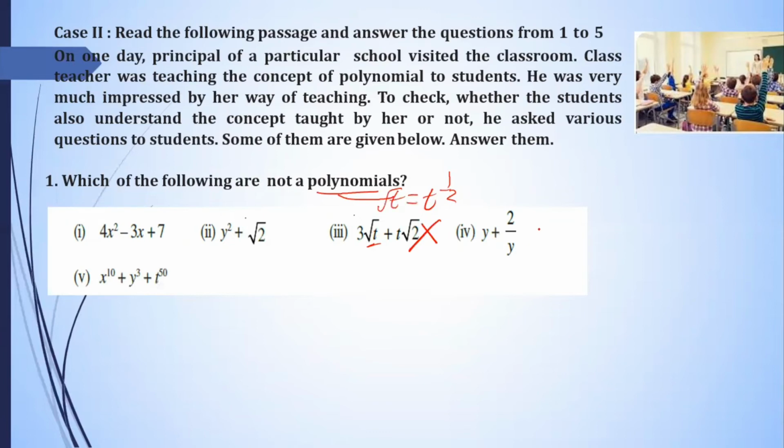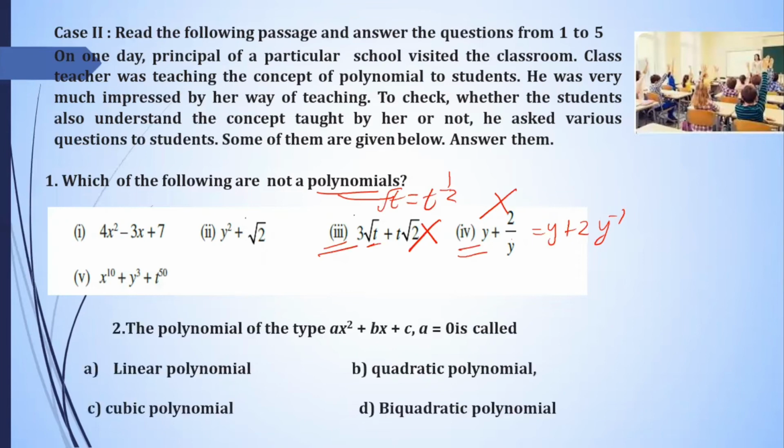And again, this can be written as y plus 2 into y raised to minus 1. The negative power is not allowed, so this is also not a polynomial, but all others are. Here it is y square, yes, positive power, and all the powers are positive. So yes, these are all polynomials. The non-polynomials are the third one and the fourth one. Is that clear, children? Understood the meaning of a polynomial? Second question based on this.